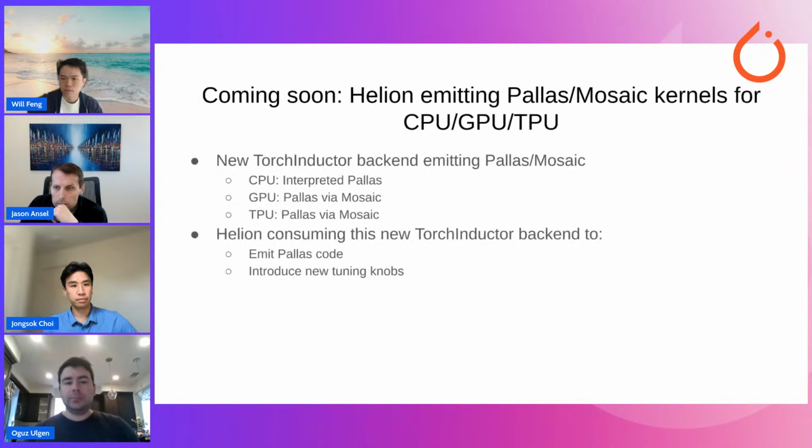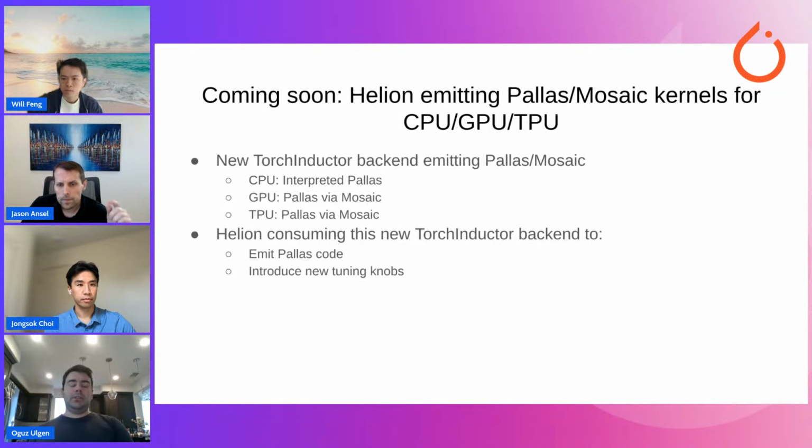So continuing on, the first new backend we would like to introduce is Helion emitting Pallas and Mosaic kernels for various backends like CPU, GPU, and TPU. Recently, TPUs have become more popular, and it's an area that we would like to explore more with Helion. So we're building a new torch inductor backend for emitting Pallas and Mosaic.